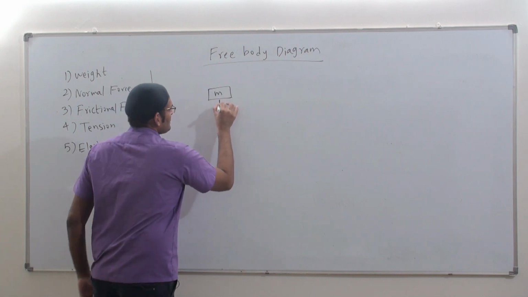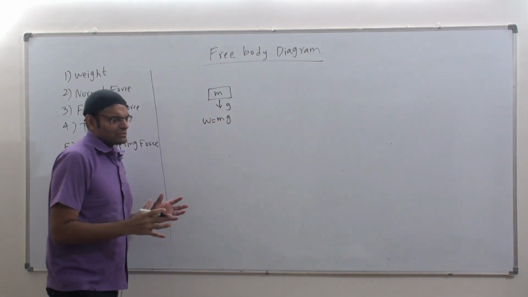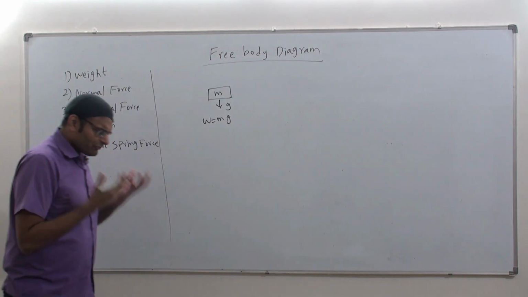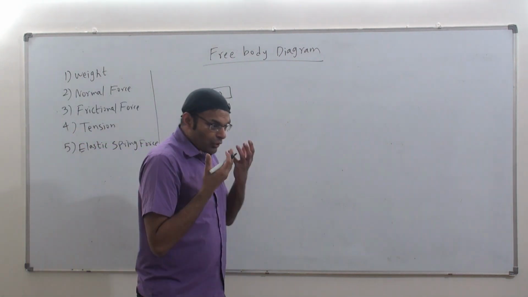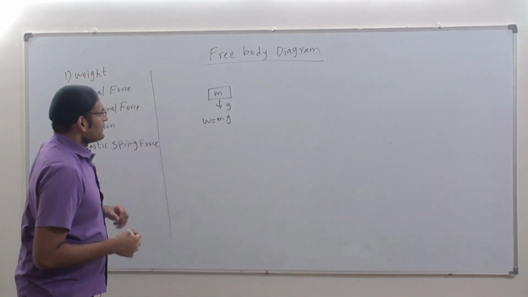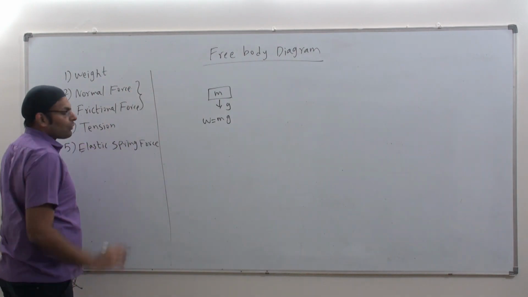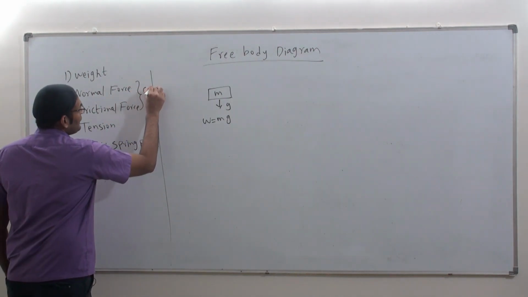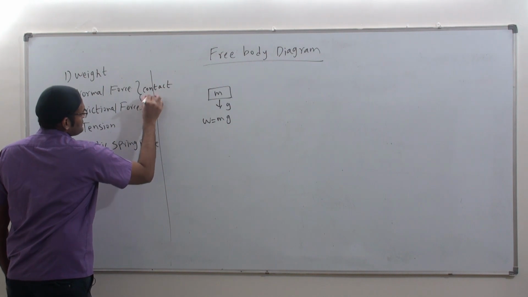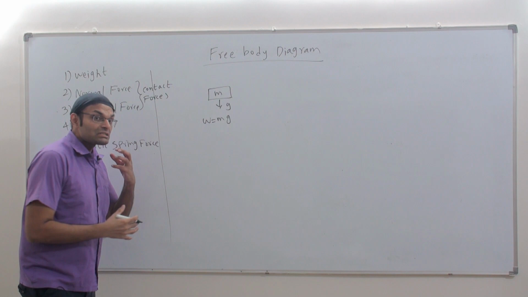So weight of this object is mg. The concept of weight is very simple. It's basically the gravitational force. What is weight? Weight is the force with which an object is pulled towards the center of the earth. Okay, so what is the next force? Now we need to understand a point here. Normal force and frictional force are actually contact forces. They come into the picture when objects are in contact.